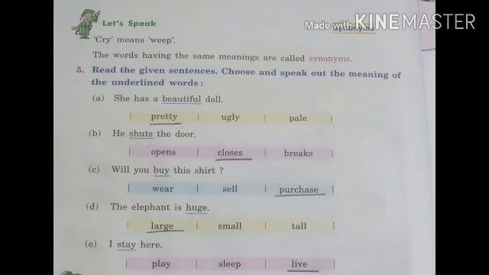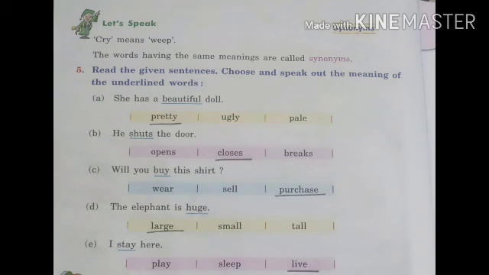Here you can see given synonyms. Synonyms, what do you mean by synonyms? Synonym means the words which have different spelling but the same meaning. See here, given: cry means weep. Next, in the next line is given the definition of the synonyms: the words having the same meaning are called synonyms. One more exercise is given here for you.